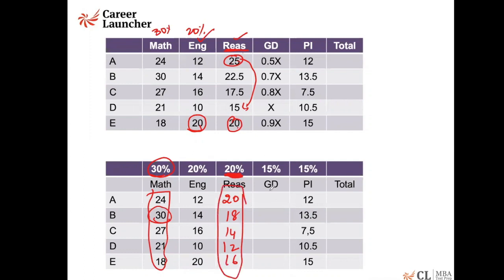But now look at this. This is easier. GD, I know highest is D. This has to be 15. This has to be 13.5. This has to be 12 because 80% of 15. 70% of 15 will be 10.5 and 50% of 15 is 7.5. I can easily find out the totals after the weightages. Please understand, I don't care what the actual X is, but this is a weightage that is given to me, correct? So I can find out the totals here.